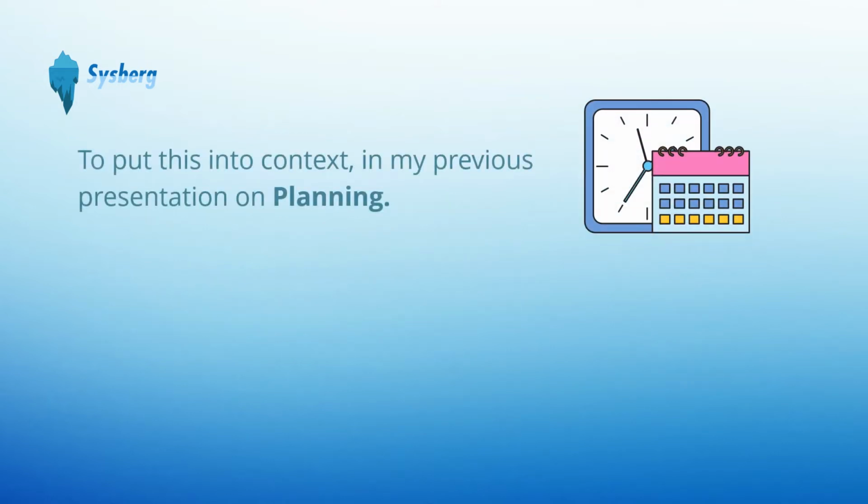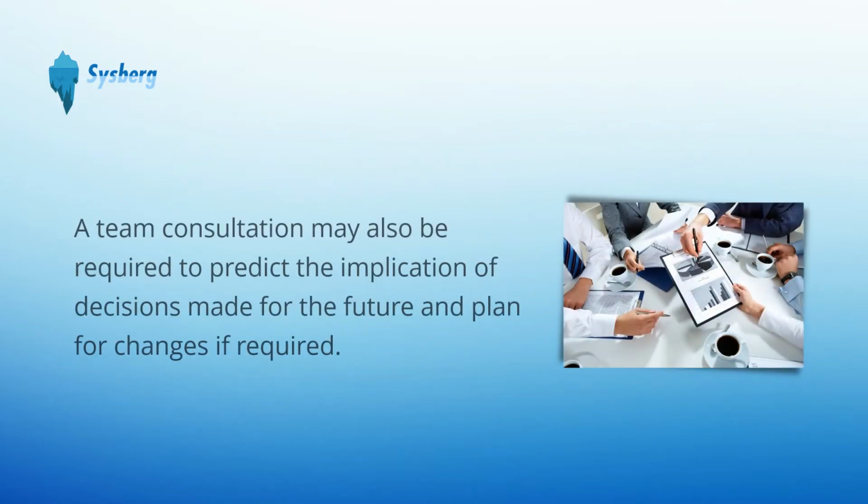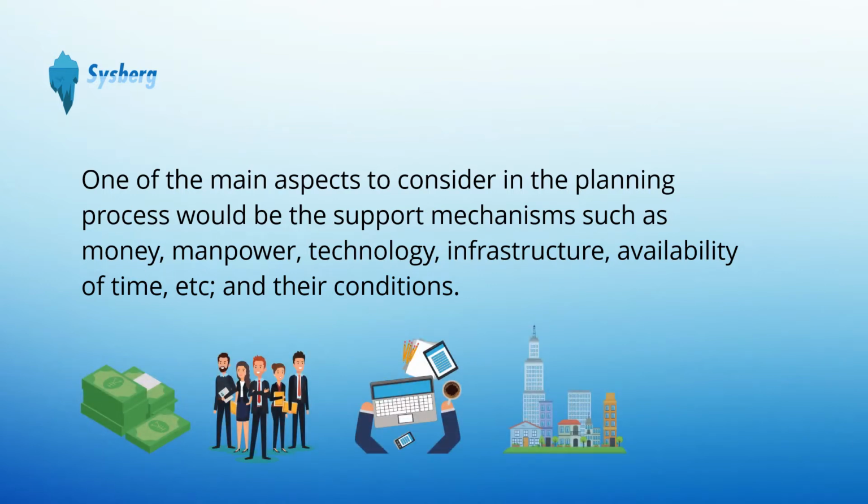To put this into context, in my previous presentation on planning, I mentioned that to dream about achieving your business vision is one thing, but knowing how much you are able to realistically achieve your objectives in a given time frame depends upon how well you plan. I also implied that a team consultation may also be required to predict, almost accurately, the implication of decisions made for the future and plan for changes if required. I also mentioned that one of the main aspects to consider in the planning process would be the support mechanisms such as money, manpower, technology, infrastructure, availability of time, etc., and the conditions.